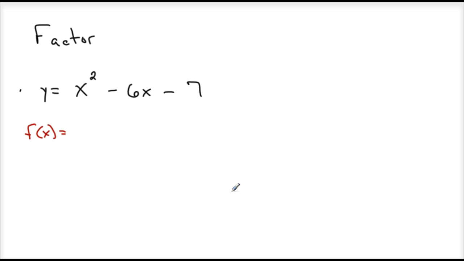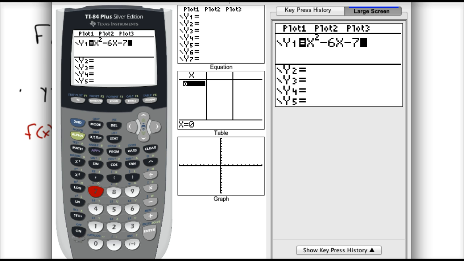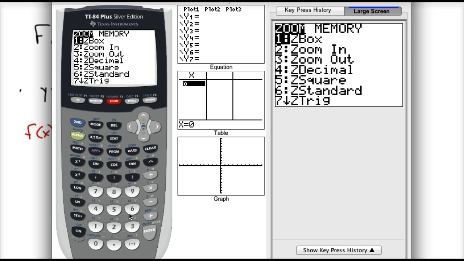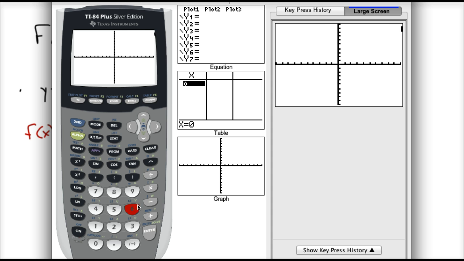So when we're factoring this, the reason why we're factoring this is to find our zeros. Now, what does that mean? Now we all have a graphing calculator, so let's go to our graphing calculator. Let's put that equation in: y equals x squared minus 6x minus 7. All right, and let's graph this. I'm going to go to zoom just to make sure I'm on a 10 by 10. I'm going to zoom standard, and this will give me my basic graph.